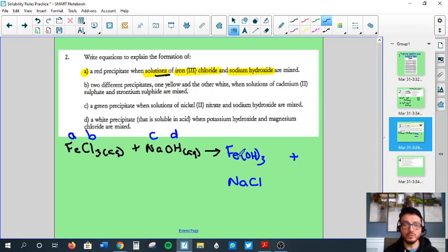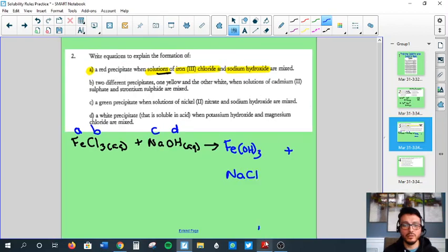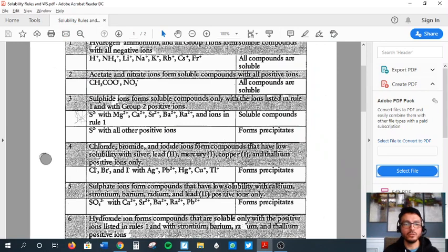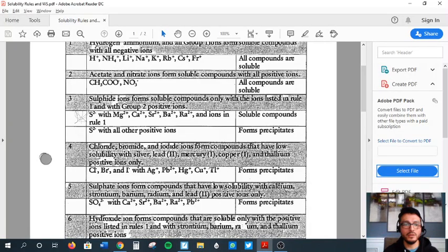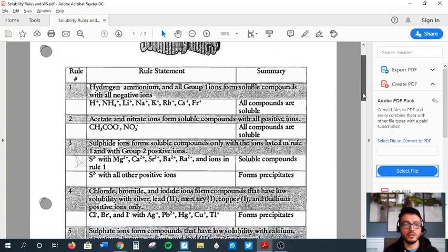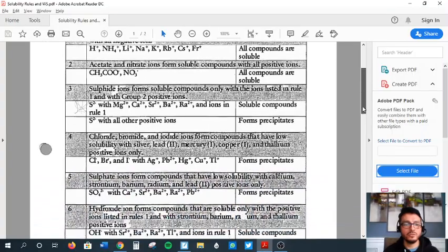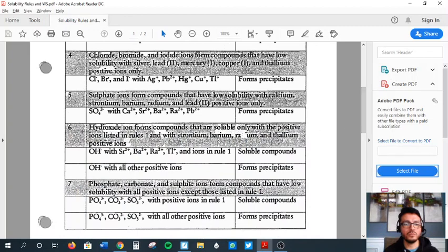So back to our solubility rules. Let's do iron 3 hydroxide. I forgot, it was iron 3 hydroxide? So hydroxide, look for the rule that goes over hydroxide. Scroll through this, rule 6. It says hydroxide ions form compounds that are soluble only with the positive ions listed in rule 1.